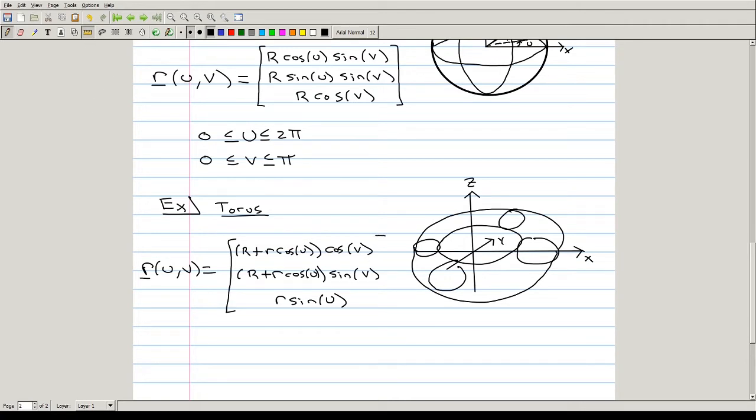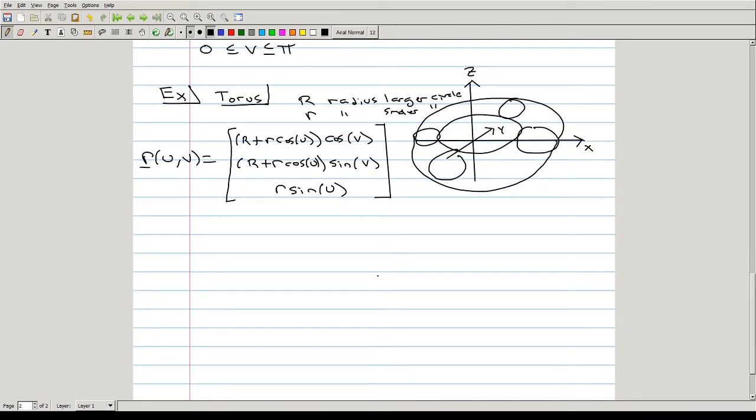So it's relatively straightforward to take these equations and manipulate them to show that what we're getting here is these two separate circles. Here, capital R is the radius of the larger circle, and smaller lowercase r is the radius of the smaller circle.